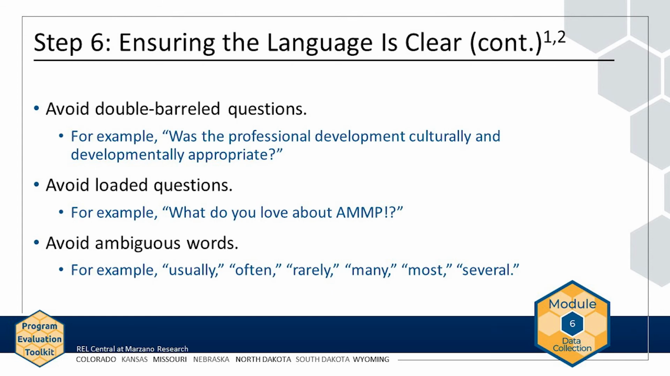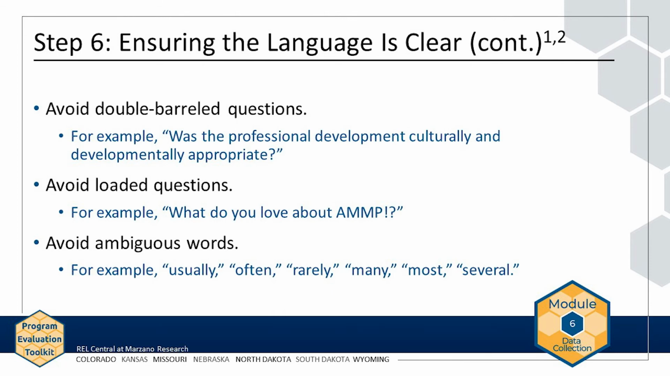Finally, avoid ambiguous words such as usually, often, and rarely. For example, the AMP evaluation team includes the survey question, "Do you usually use the tutoring strategies you learn?" However, a respondent may not understand what usually means in this question. A better question would be, "Did you use the tutoring strategies you learned?"